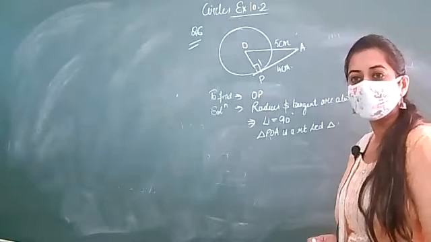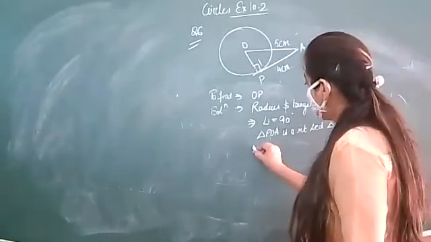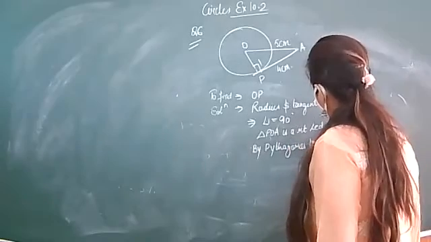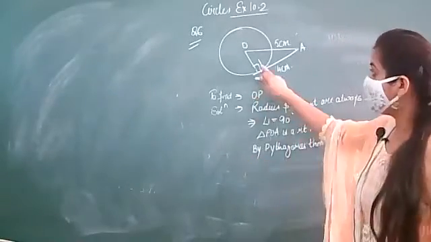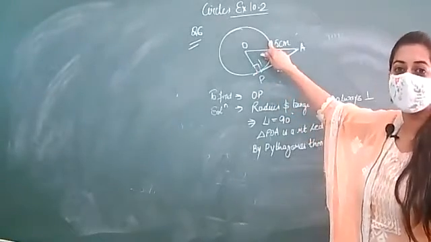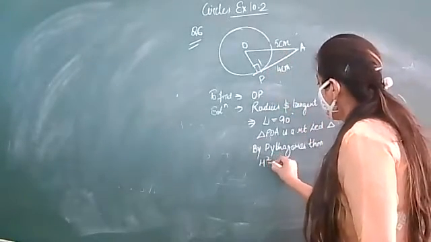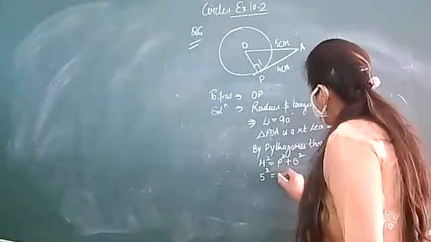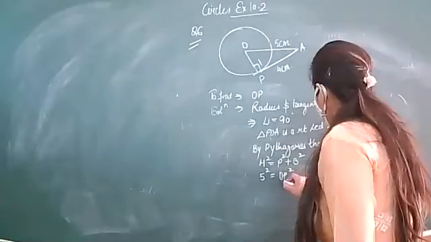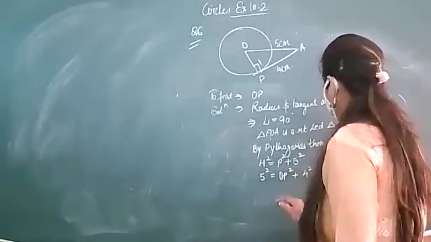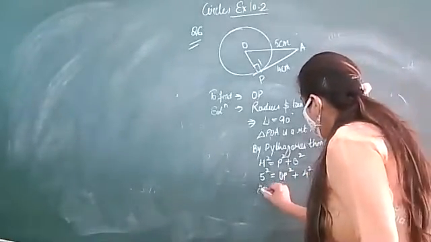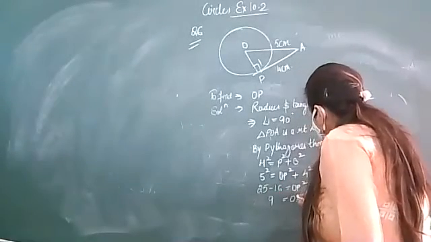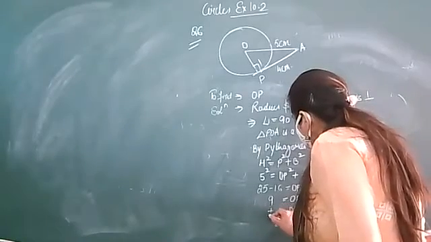If this is a right angled triangle, so can we apply Pythagoras theorem here? So by Pythagoras theorem, in front of your 90 degree, this side is your hypotenuse. So your h square is equal to p square plus b square, that is 5 square is equal to OP square plus 4 square. So this is your 25 minus 16 is equal to OP square. 9 is equal to OP square. OP is your plus minus 3.